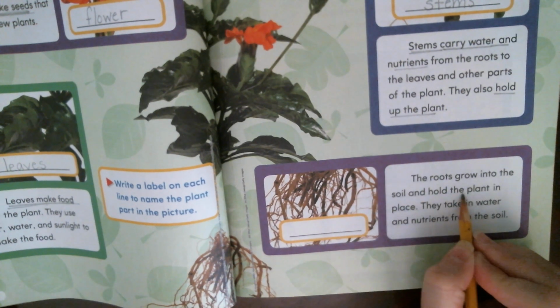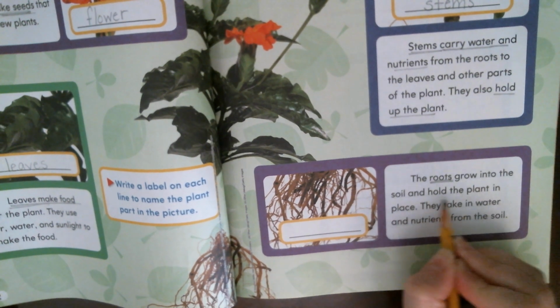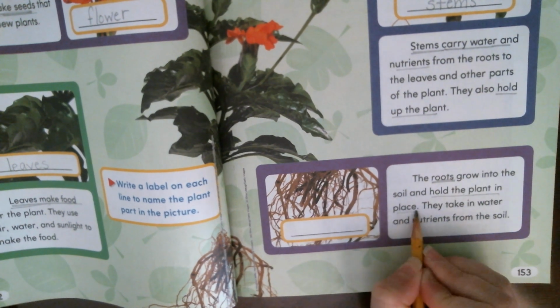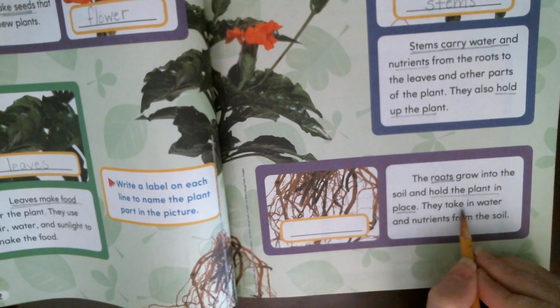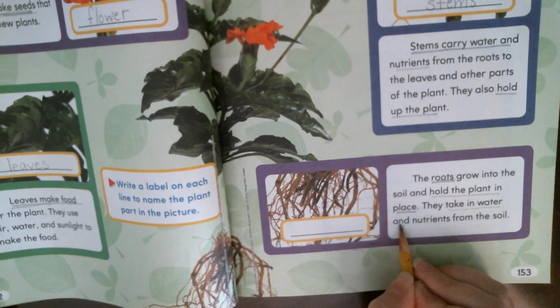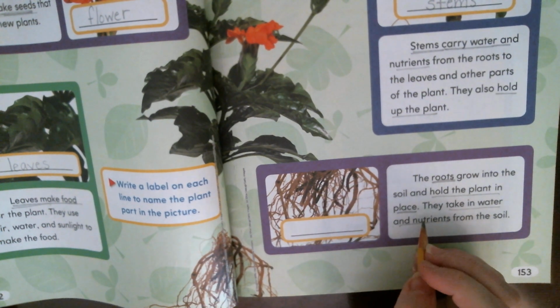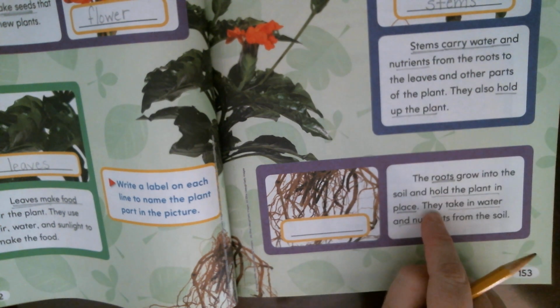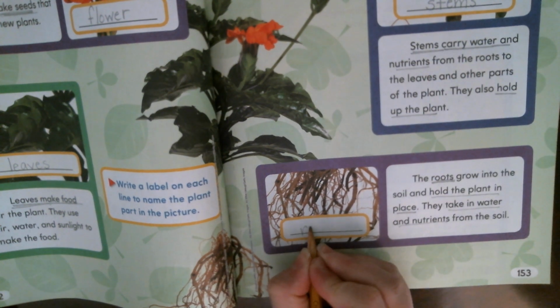The roots grow into the soil and hold the plant in place. So the roots hold the plant in place, and they also take in water and nutrients from the soil. So roots have two jobs. The stems have two jobs, and the roots have two jobs.